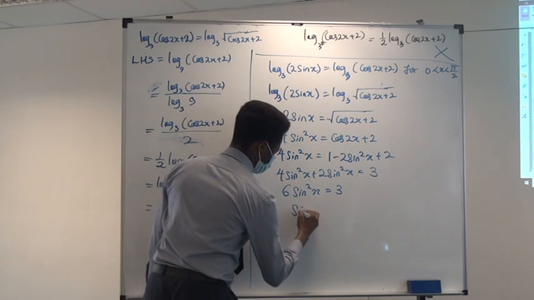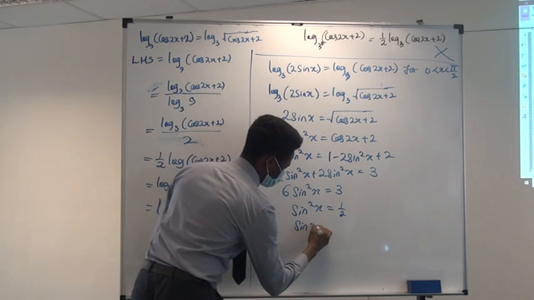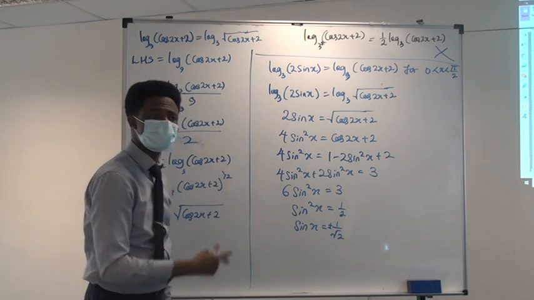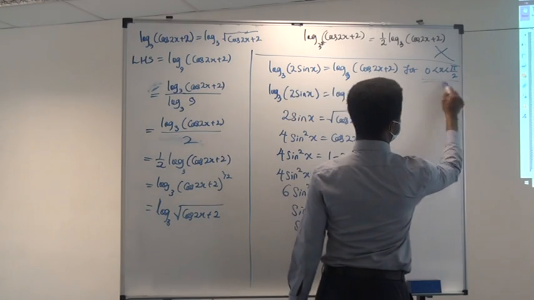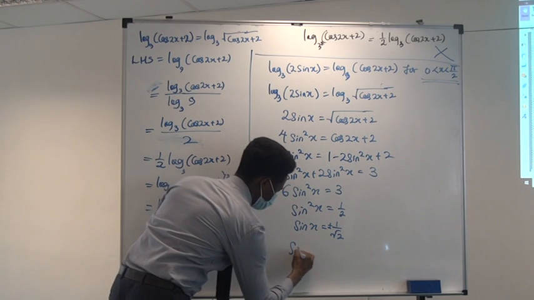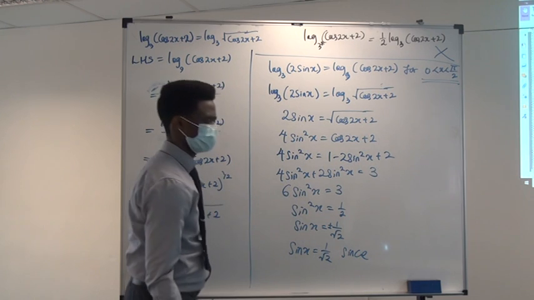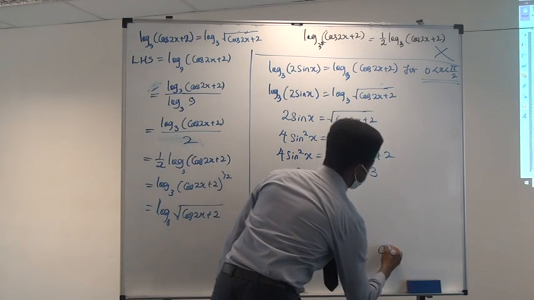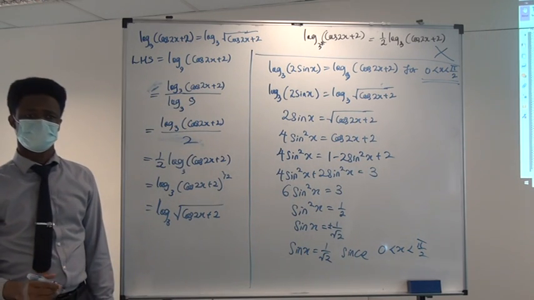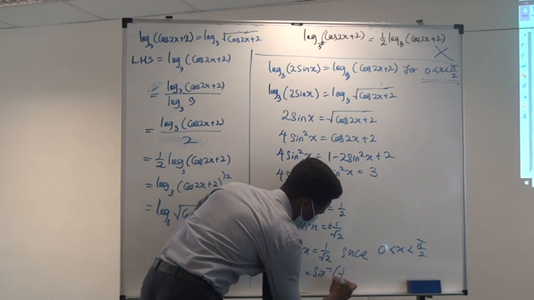So from here, sine squared x is equal to 1 over 2, which means sine x is equal to 1 over square root of 2. It should be plus or minus, but I can discard the negative because of this. So I will simply say sine x is equal to 1 over square root of 2 since what? Since 0 is less than x less than pi over 2. That's the reason I'm discarding the other one. Then from here, x is equal to arc sine of 1 over root 2.